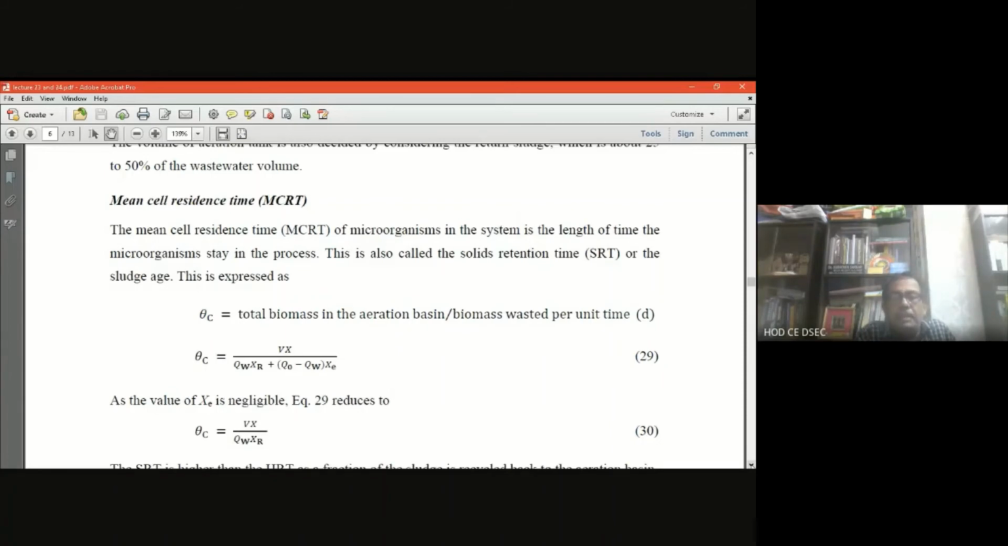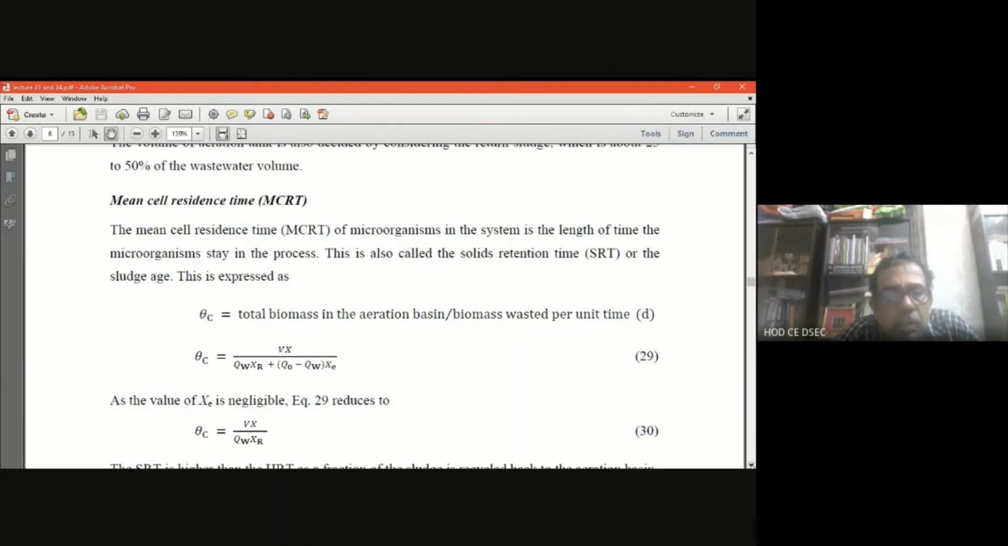Now the denominator part, that is the biomass wasted. Biomass wasted means one part is the recirculated and another is the effluent. So how much is recirculated? The QW into XR portion, because QW is the waste flow and the corresponding concentration is XR. And how much is the effluent, that means what goes out? That is Q0 minus QW into XE. That portion goes out. So the denominator indicates the biomass wasted per unit time.